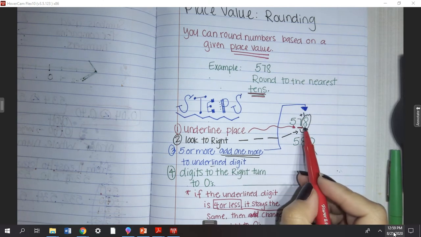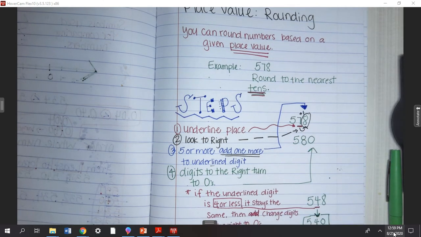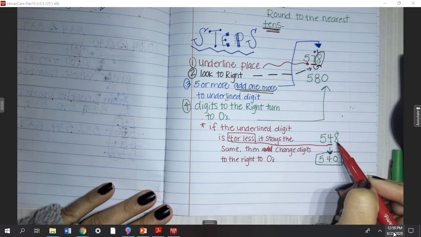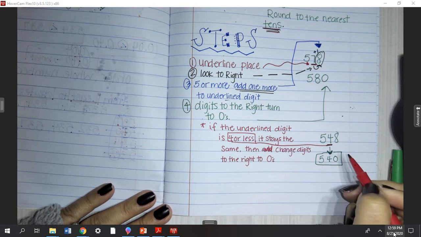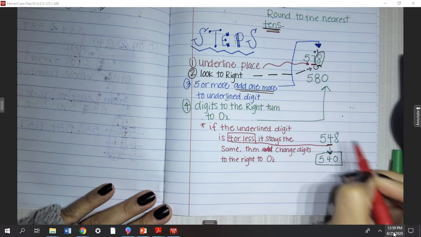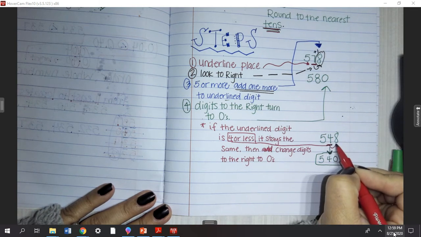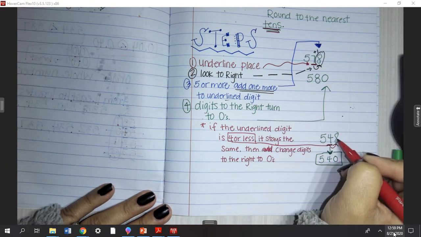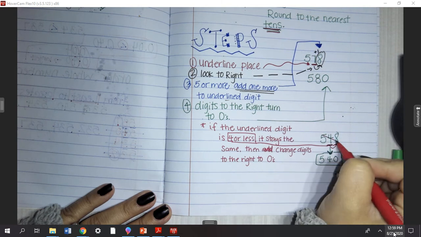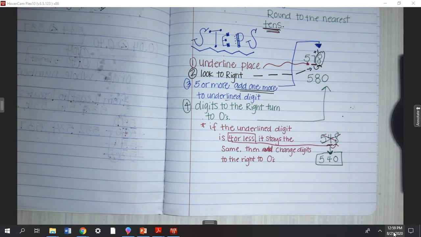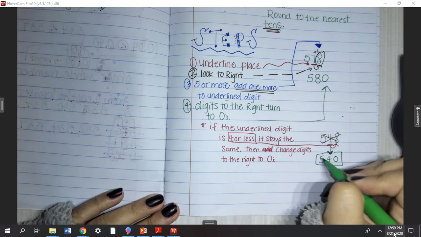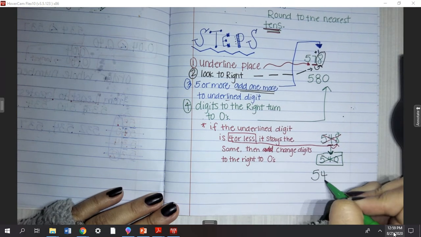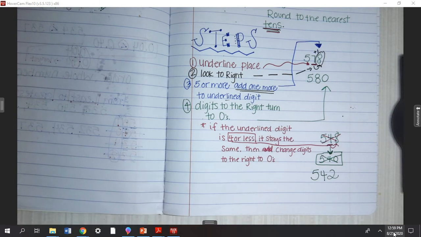Now what happens if the number to the right was less than 5? I did an example here, 548. I underline the place value, I'm rounding to the nearest tens, and I look at the digit to the right. Uh-oh, that's not going to work, is it? It's going to round it up. So let's cross that out and create another number. Let's do 542. Okay, there we go.